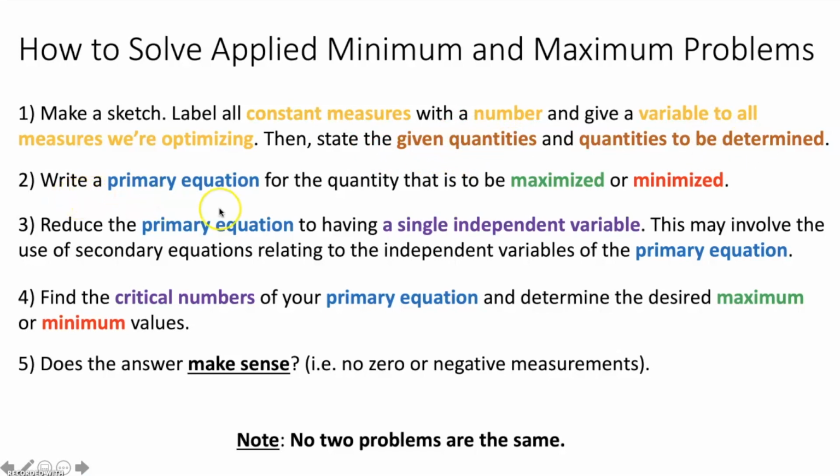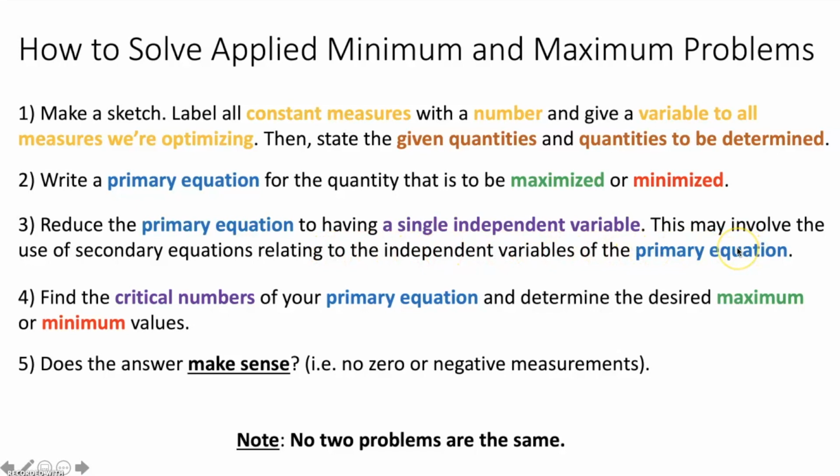Then, in step 2, we need to write our primary equation for the quantity that is to be maximized or minimized. So whatever you're maximizing, you need to write an equation that involves that thing. Typically, these equations are going to be volume formulas. They're going to be surface area formulas. They're going to be distance formulas, something like that. Then, in step 3, we're going to reduce the primary equation to having a single independent variable. This may involve the use of secondary equations related to the independent variables of the primary equation.